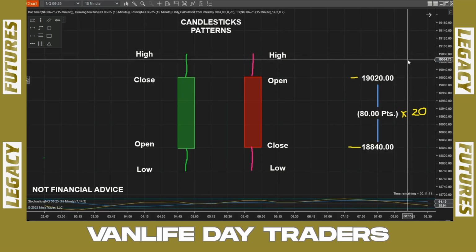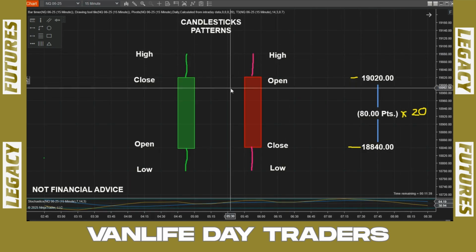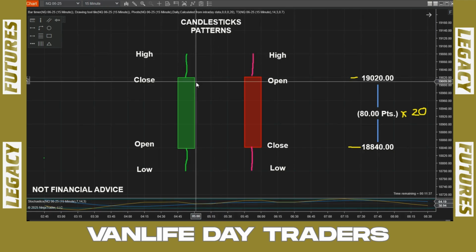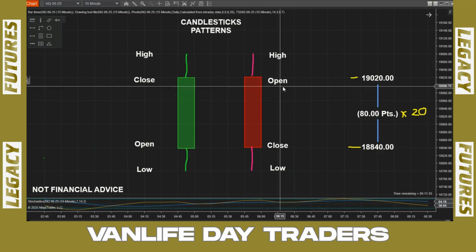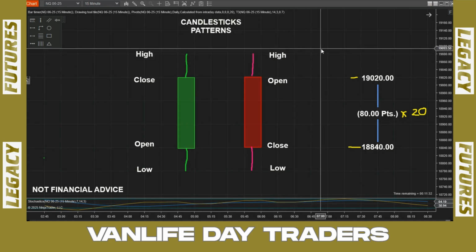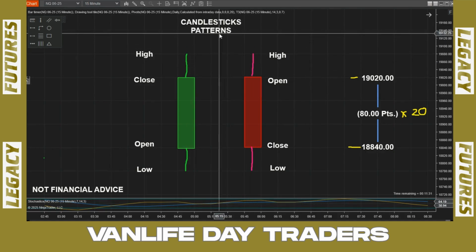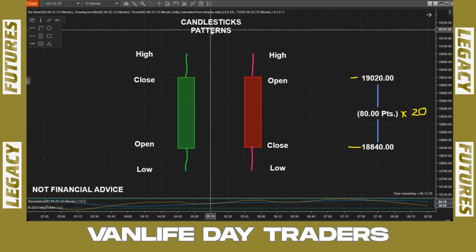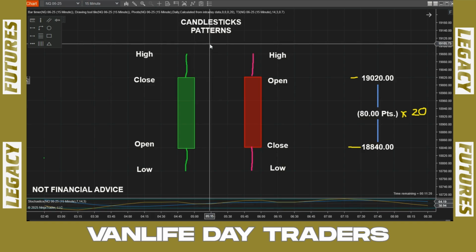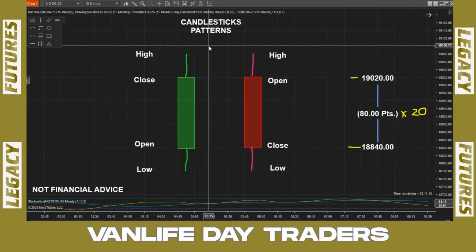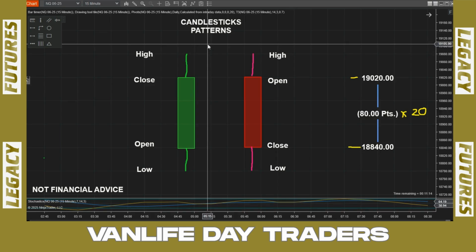Now, why I'm mentioning this: when you stick a few candles together, 1, 2, 3 candles, you're going to have a pattern. And there's a lot of information about candlestick patterns. I'm not going to go through that here. Why? Because I do not use them. I do not believe in candlestick patterns. Then why are you talking about candlestick patterns if you don't use them?